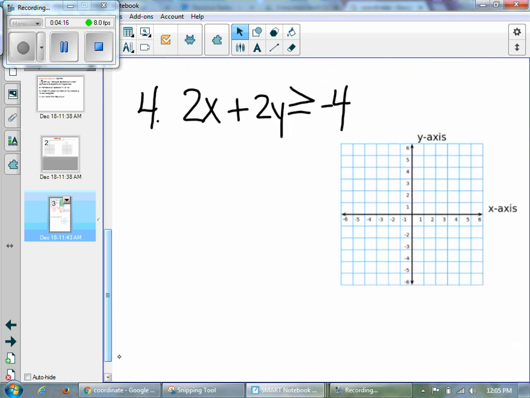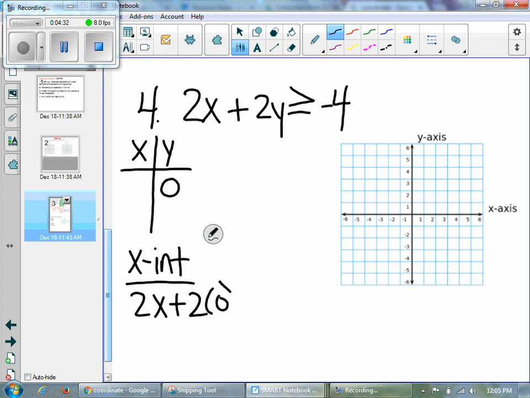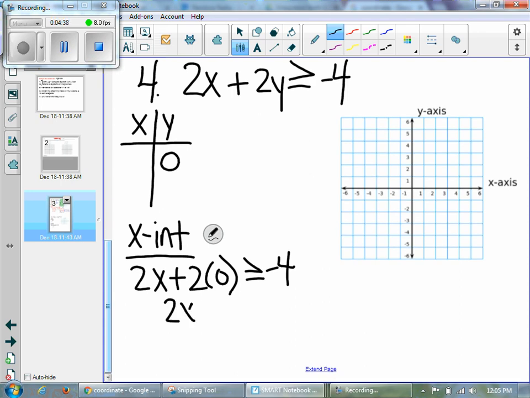Let's try the next question, question number 4. Same exact thing. Let's find our x and our y intercepts. So to find my x-intercept, let's substitute 0 in for y. Two times 0 is 0, so you're left with 2x is greater than or equal to negative 4, and then divide by 2. So x is greater than or equal to negative 2, and that will go in for your x value. Let's put a point on my x-axis at (-2, 0).